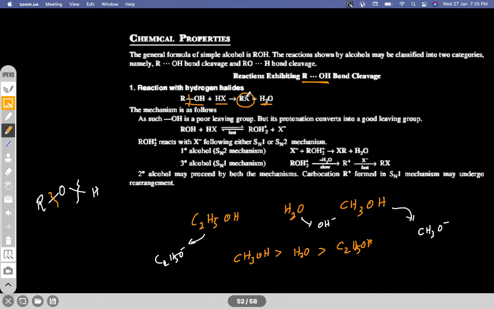Right? As we know, OH is a poor leaving group, but its protonation converts it into a good leaving group. We know H2O is a better leaving group than OH. That's why alcohol always tends towards protonation first whenever the carbon oxygen bond has to break. Same thing happens here. From HX, H plus protonates this oxygen, H2O goes out. Either carbocation forms or doesn't form, depending upon the substrate. And then X minus will get attached. So if it is 1 degree alcohol, it is SN2 mechanism. If it is 3 degree, SN1 mechanism.